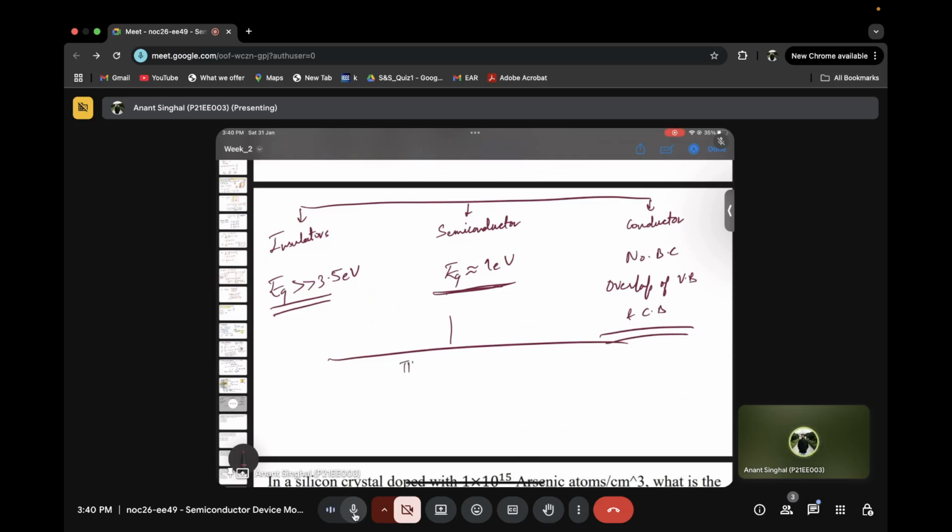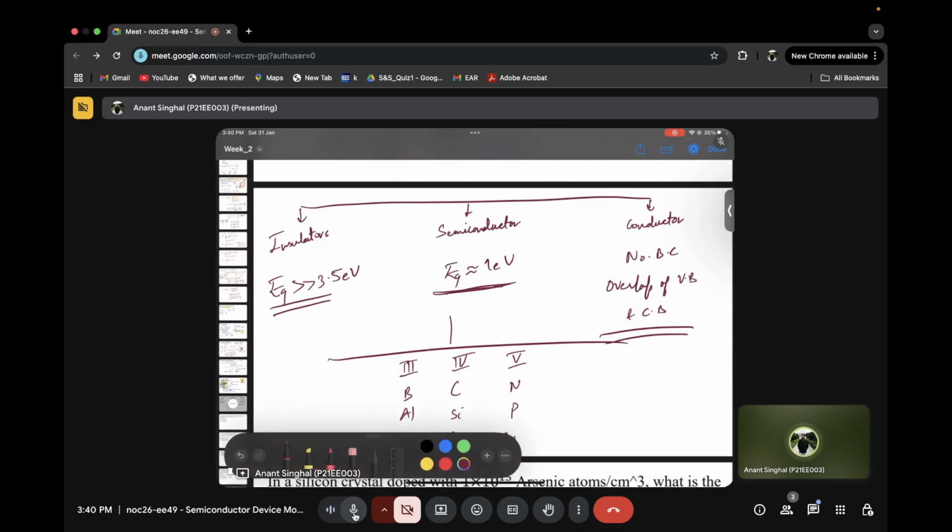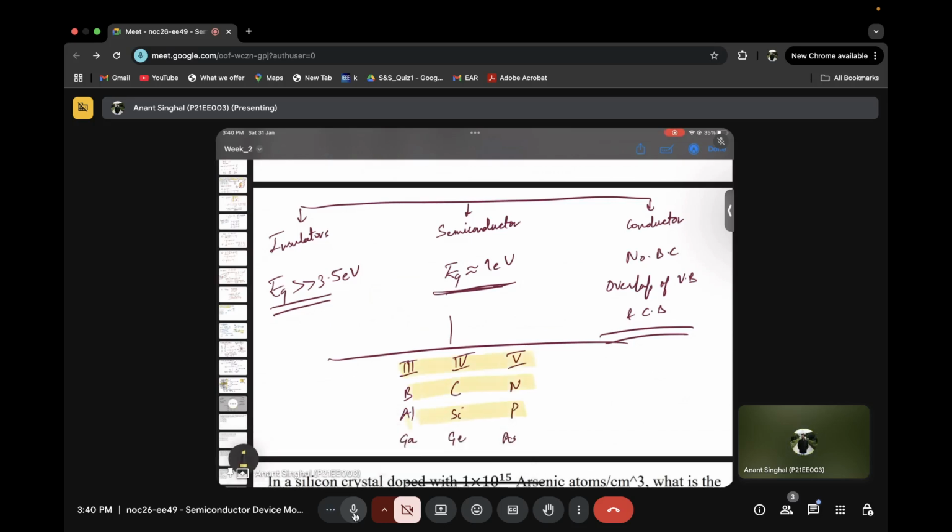So let's say I try to make a periodic table. Generally, group 3 to 5 elements are semiconductor elements. So we know this is carbon, silicon, then germanium. Third, we have boron, aluminium, then gallium, then N, P, As. So this is the category where we are playing with mostly the semiconductors.